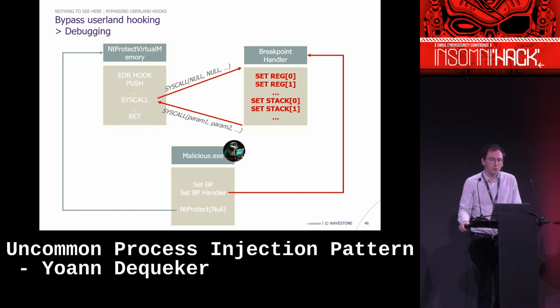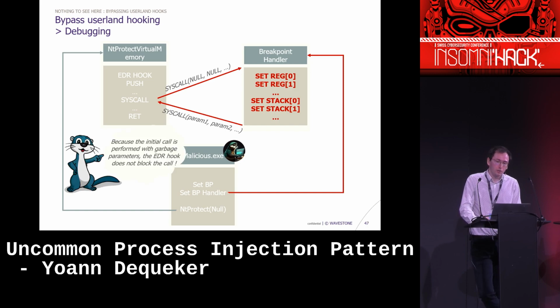Because your arguments are not malicious, the EDR will not see anything. You will arrive at the syscall instruction that will raise a debugging event. The breakpoint handler will catch this debug event, will patch all your malicious arguments directly on the registers and on the stack, and will give back the hand to the NtProtectVirtualMemory function that will finalize its syscall, give the malicious parameters to the kernel, and the EDR hook didn't know anything about it. The problem is that if you have any EDR hook at the kernel level, you are not bypassing anything. You are just bypassing userland hooks.